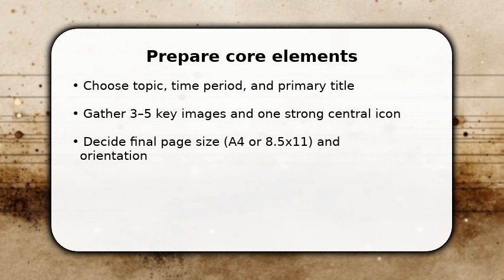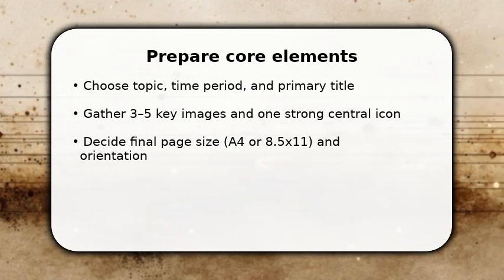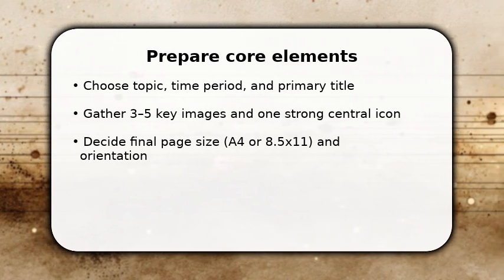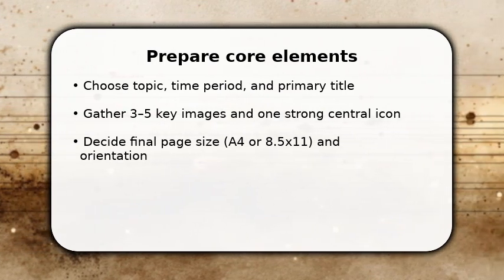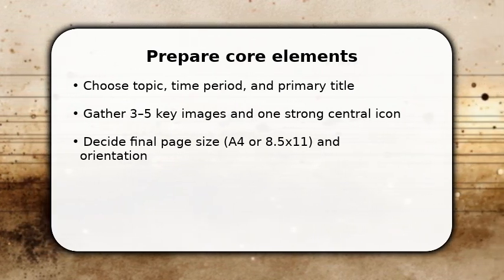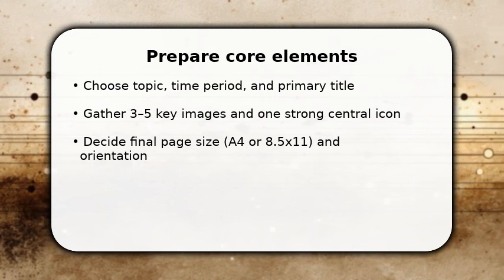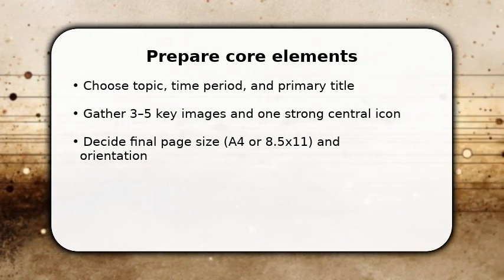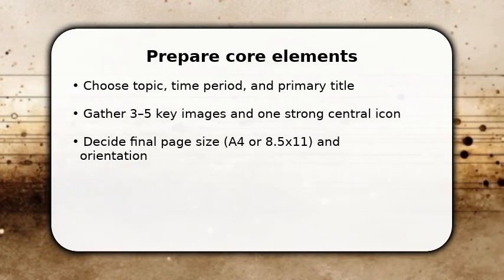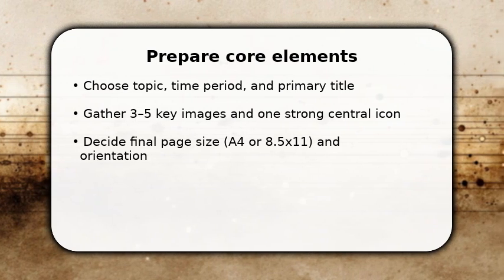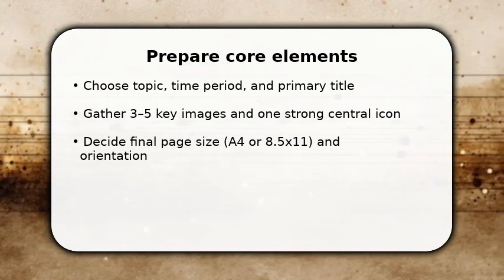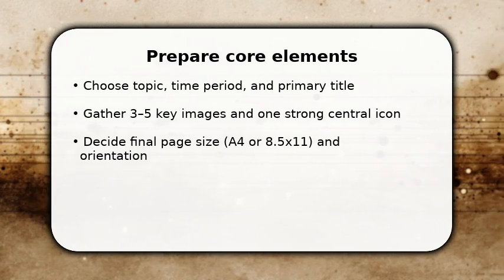You begin by fixing the essentials and taking the first actionable steps. Pick the topic and a concise title that signals scope. Next, collect 3-5 definitive images and one dominant emblem to anchor the layout, because visuals guide reader focus. Once done, set the page size and orientation, A4 or 8.5x11, so all proportions work. You should also pick 2 typefaces now, one for headings and one for body text. This saves rework later.